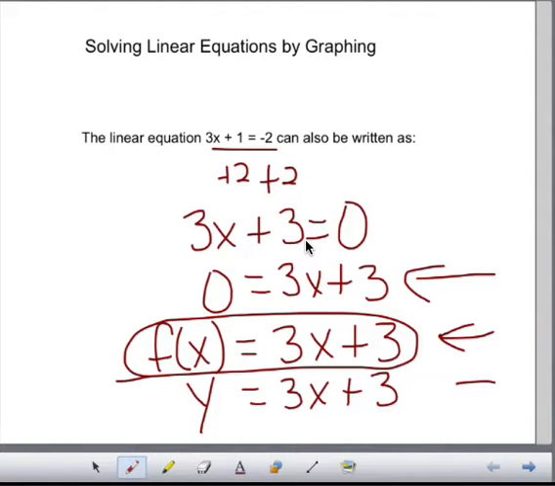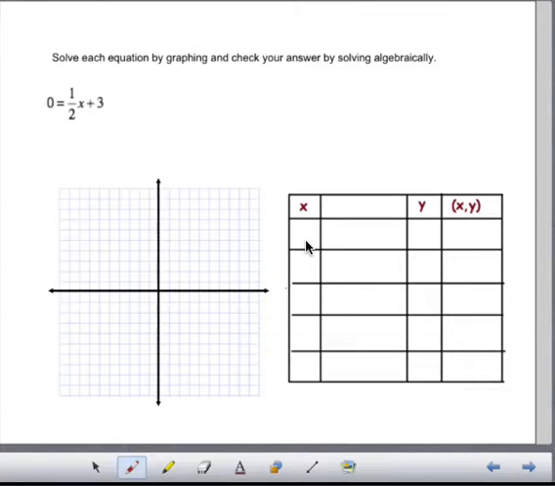All right, so look at our first example. Solve each equation by graphing and check your answer by solving algebraically. All right, so I've already got it set equal to 0 in this one. 0 equals 1/2 x plus 3. So again, I can write that in function notation. f of x is equal to 1/2 x plus 3.